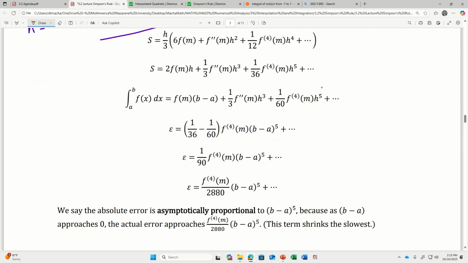The next thing I need is the true integral of f. And again, I'm going to use the Taylor series of f centered at m, and I'm going to take that antiderivative, plug in b, plug in a, and subtract the b stuff minus the a stuff like you would normally do using the fundamental theorem of calculus.